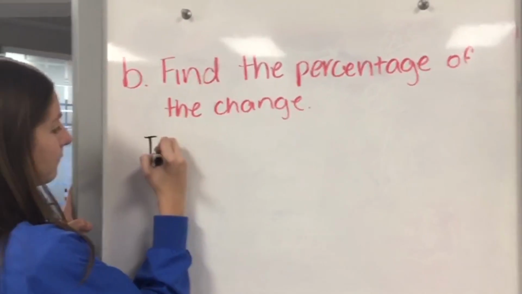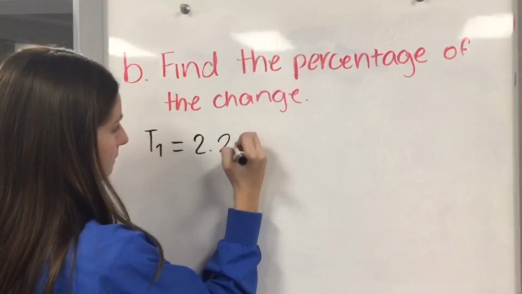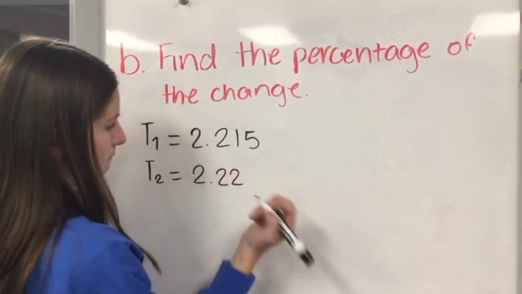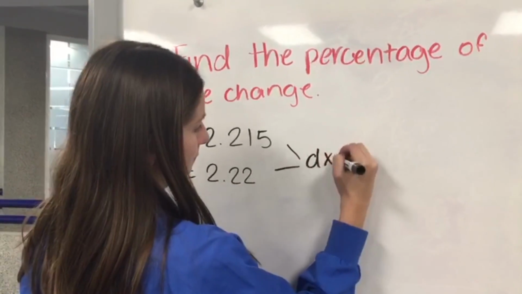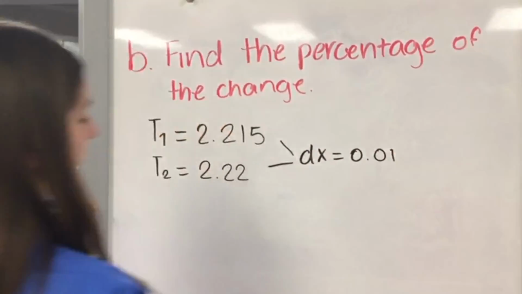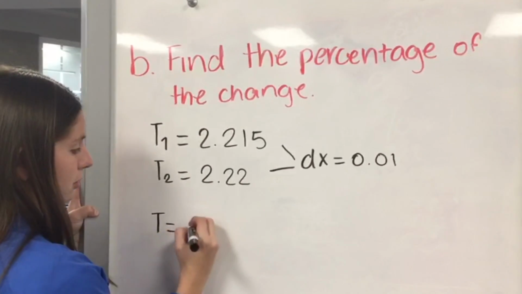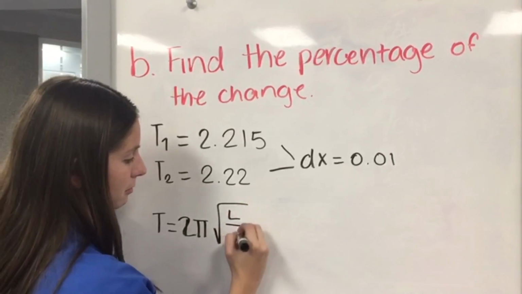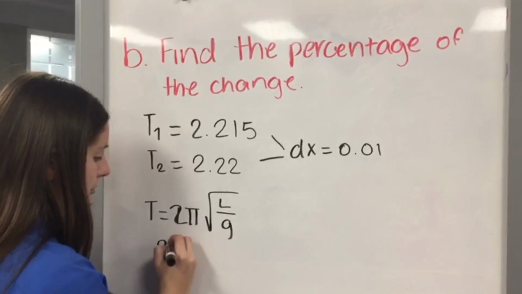In part B, we need to find the percentage of the change. We have T1 that is 2.215 and T2 that is 2.22, and our dx is 0.01. We're gonna insert these values into our formula. We're only gonna use T1 in this step, but first we need to derive.